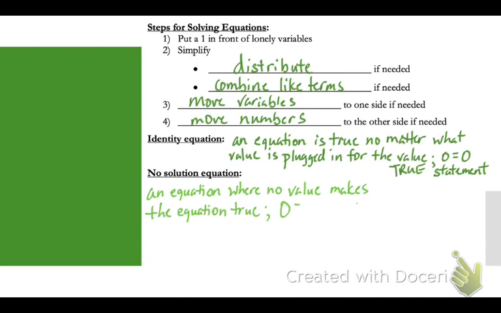So when solving, you will get a false statement like 0 equals 8, which it doesn't. That is not true, we can also call that false, and that indicates that there is no solution.